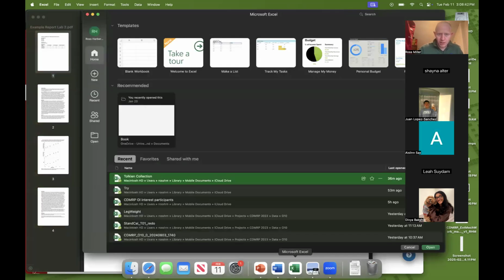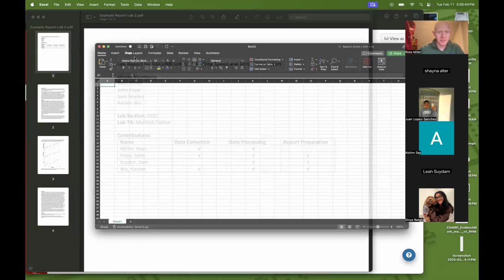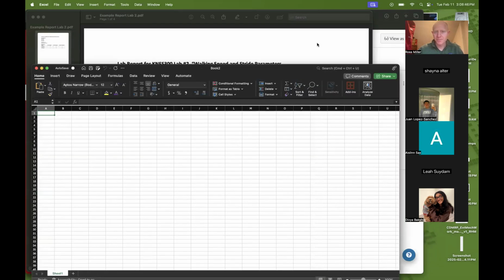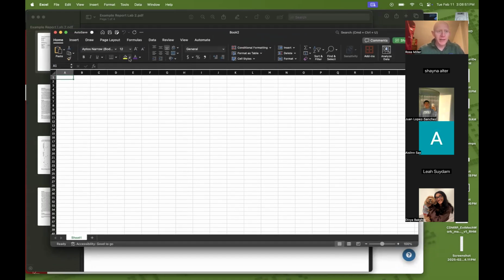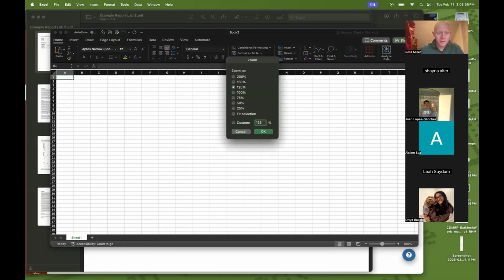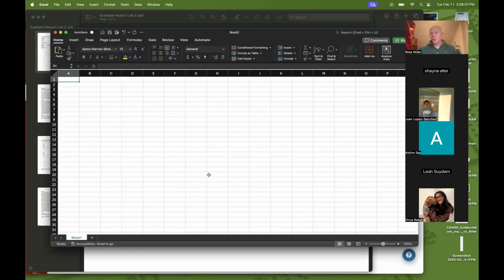So I recommend pulling up just a blank spreadsheet like this. So hopefully you can all see my Microsoft Excel spreadsheet here. And let me make that a little bit bigger. Let's go 125. Okay. So in this lab exercise, we did, I think, 6 different conditions.